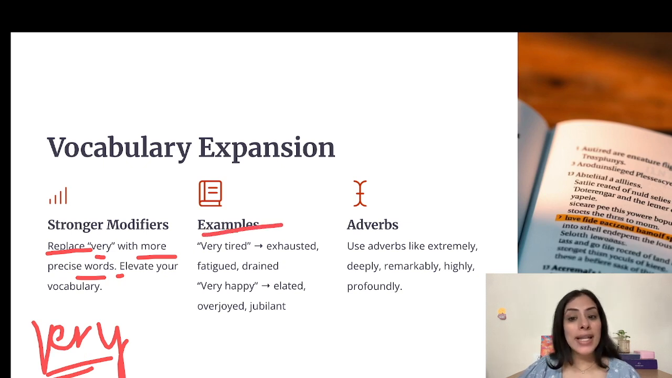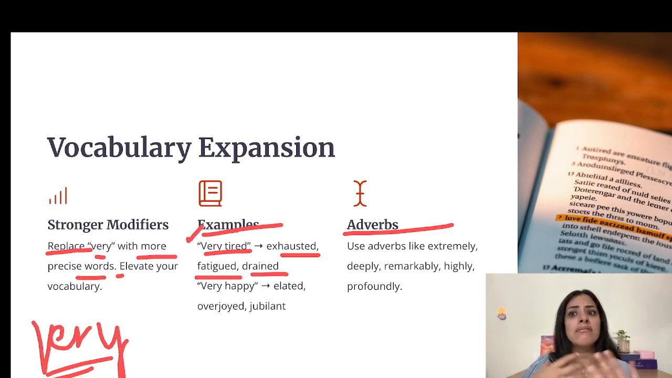So, how should you replace it? One is to use a better word, a vocabulary word for that. Second is you can use an adverb. Let's understand the first one. So, instead of saying very tired, you can say exhausted, fatigued, drained. Whenever you're done with your day, you must catch yourself saying I'm very tired. So instead of that, just say I'm exhausted, I'm drained. And instead of saying very happy, you can say elated, overjoyed, jubilant. So these are the words which you can use.